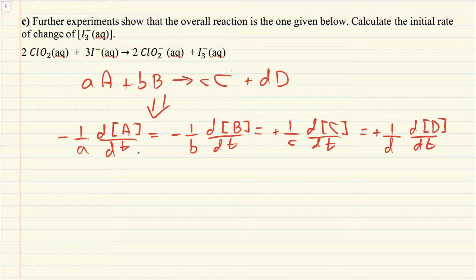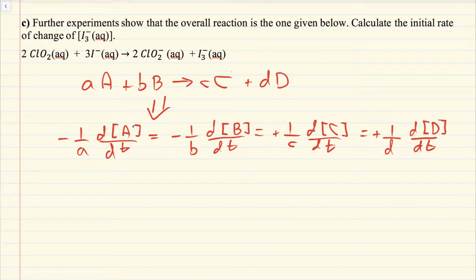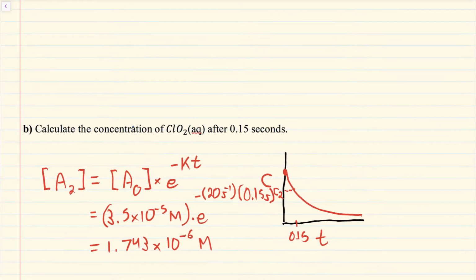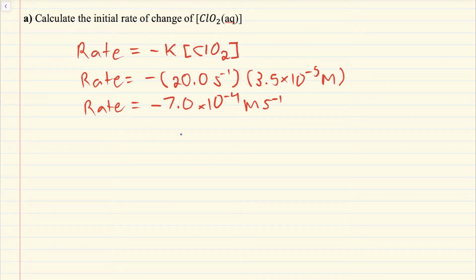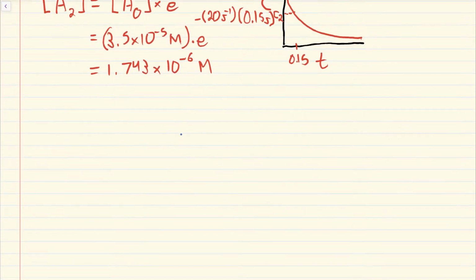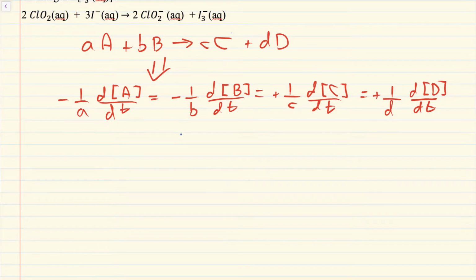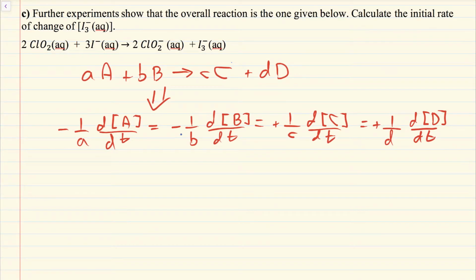And what we know from the equation is we know the coefficient for chlorine dioxide, which is equal to 2. We know the rate of change, which we calculated previously to be negative 7.0 times 10 to the negative 4 molars per second. And that's simply going to give us our answer, which is our rate of change of I3-, right? Because the coefficient for I3, there's an implied 1, so that just cancels out. And we're left with the rate of change.